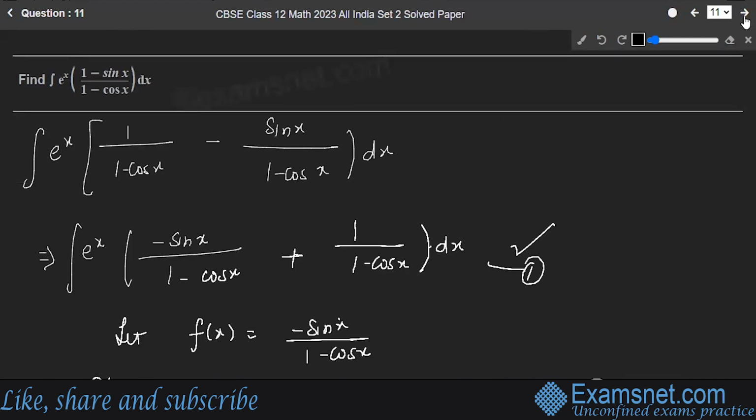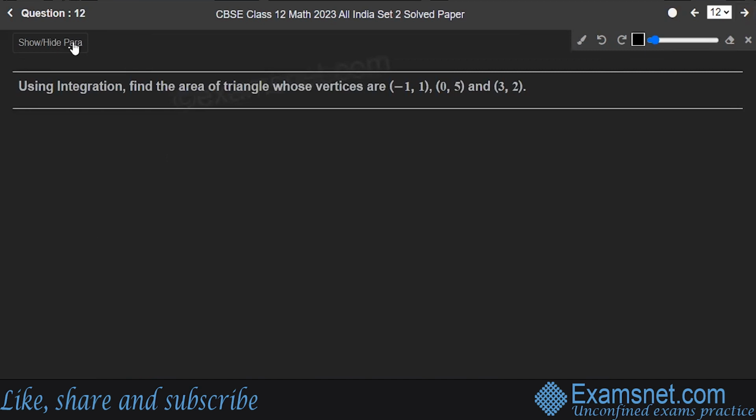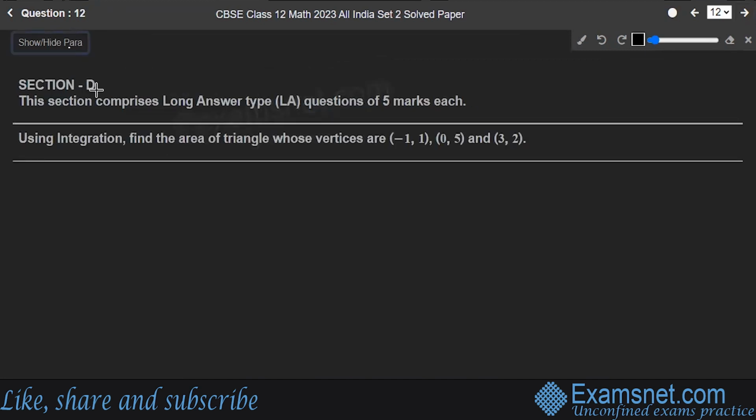Let's move to the next question, number 12. This question number 12 is going to be the last question for this set. This is section D, which is a long answer type question and a very good 5 marks for that. Using integration, you have to find the area of the triangle whose vertices are given by this, this, and this. Let's make that triangle first of all on the graph so that to make the problem easier to understand.